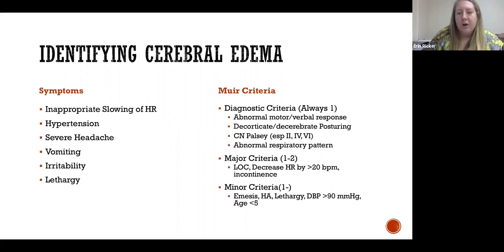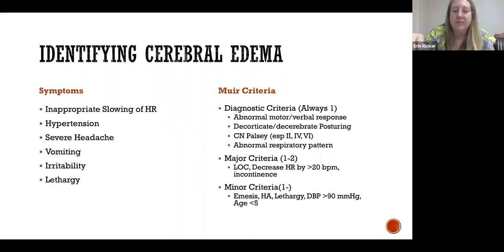For always present, you have to have at least one of these: abnormal motor verbal response, decorticate or decerebrate posturing. You might have a cranial nerve palsy. This tends to be cranial nerve 2, 4, or 6, or an abnormal respiratory pattern. For my major criteria, you can have 1 to 2 of these. If you have 1 of these, then you need 2 minor criteria. Or you can just have 2 of these.